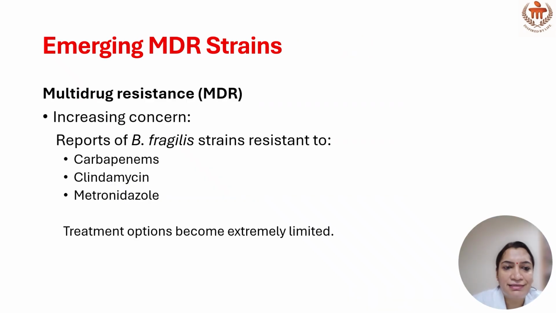So there is a surge, or increase, in the emergence of MDR strains. The reports of Bacteroides fragilis strains being resistant to carbapenem, clindamycin, and metronidazole are on the rise. If this scenario happens, then we are left with nothing for treatment. So we have very limited treatment options.